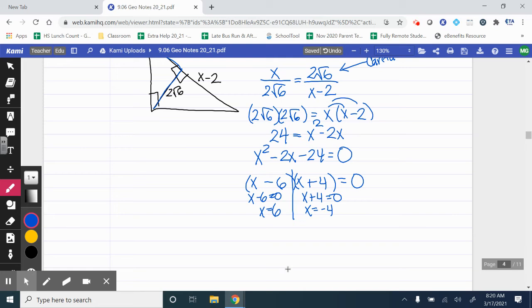And double check both would work. Since x is the length of a side, negative 4 minus 2 would give me a negative. 6 minus 2 is okay, and 6 is okay. So the final answer would be x equals 6.